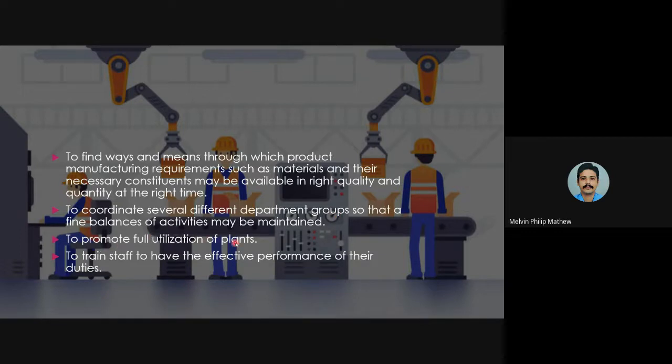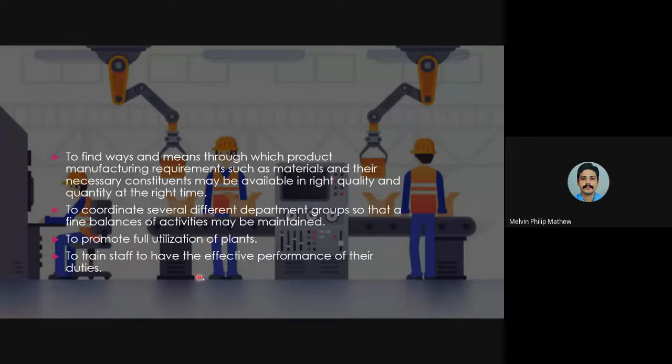Then to promote full utilization of the plant. So various machineries or equipments are required, and various departments are present inside the plant, and in the production department itself there will be various equipments present, and we have to utilize each and every equipment for producing the products. So we are utilizing the plant's full capability to promote the production of the products.